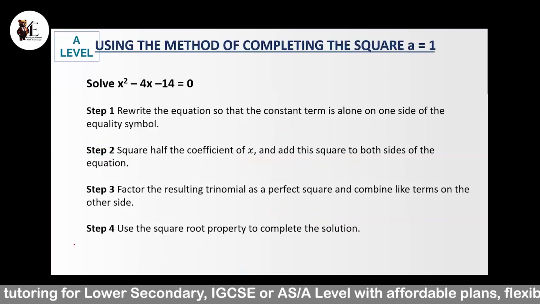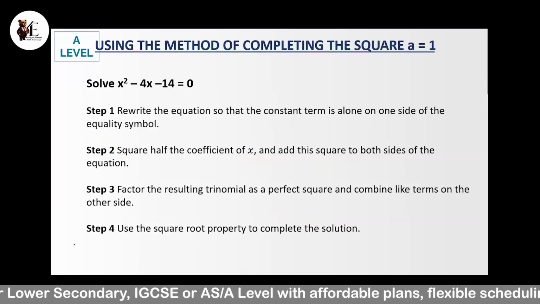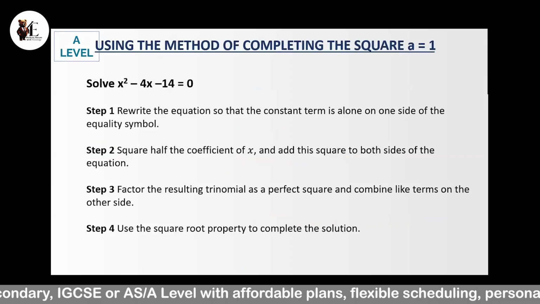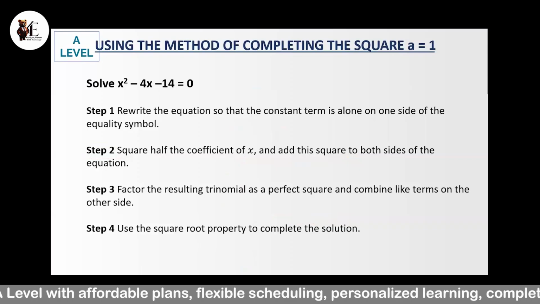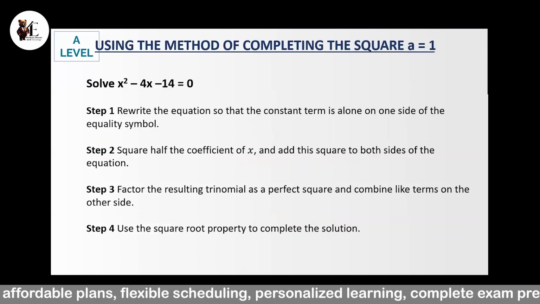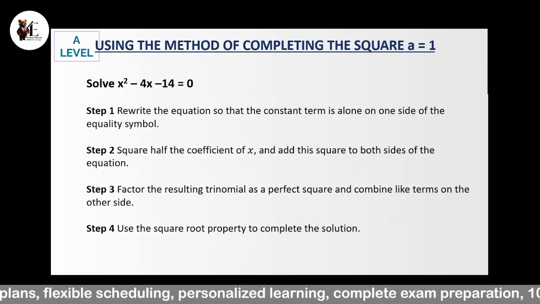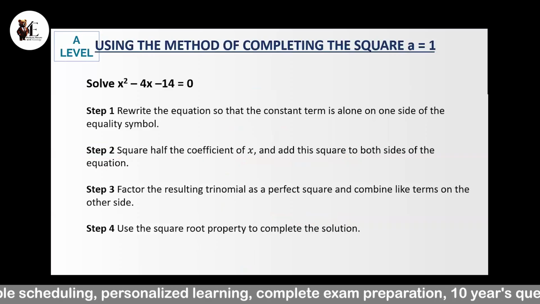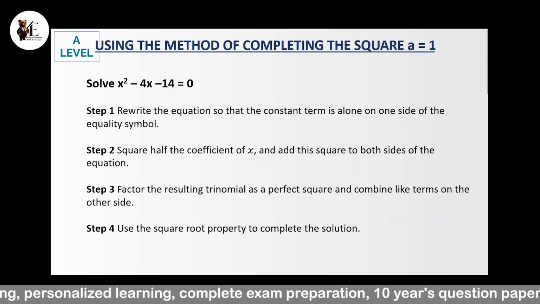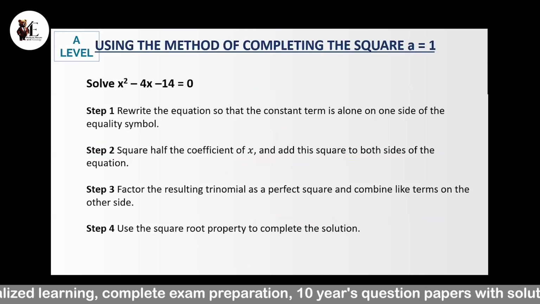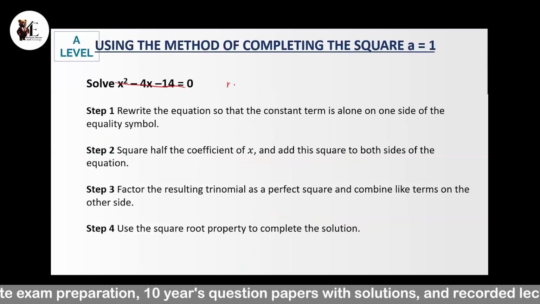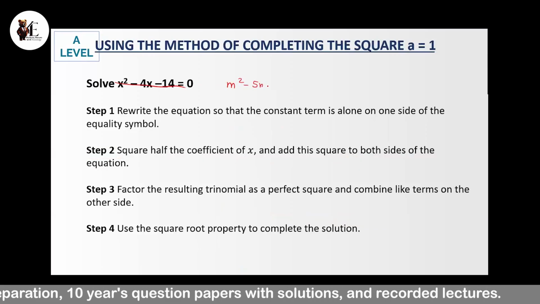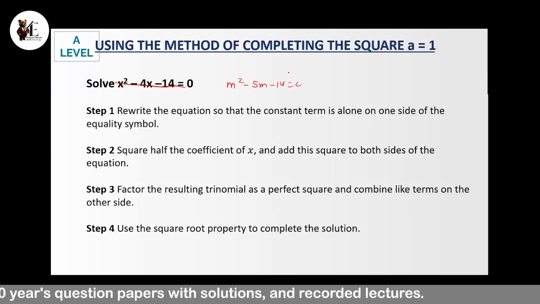Sir, you can do number 5. X squared plus 4x plus 3. I think we have just done this one. Did we? Oh, yes. Okay. Then do number 1. M squared minus 5m minus 14 equals to 0. Okay. M square minus 5m minus 14 is equals to 0. Is it minus 14? Yes.